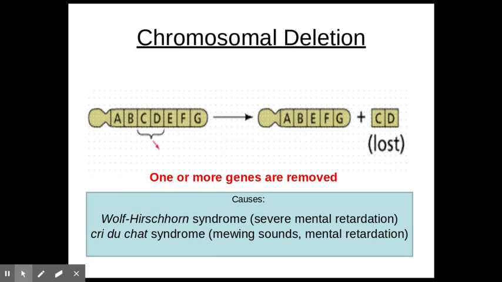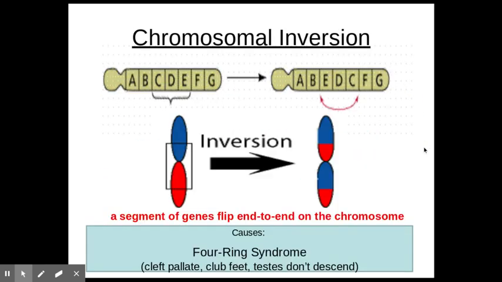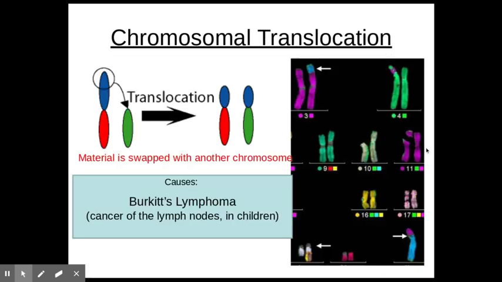So there are several different causes that you can see. The first syndrome that you have here is a severe mental handicap. The Cri-du-chat syndrome has a child making a meowing sound, and it usually results in a mental handicap as well. Inversion is where you may have genes that are flipped. So here you have C, D, and E, and it is flipped to E, D, and C. And so you have what's called the 4-ring syndrome. You have a cleft palate, club feet, and testes don't always descend, so sometimes they're sterile.